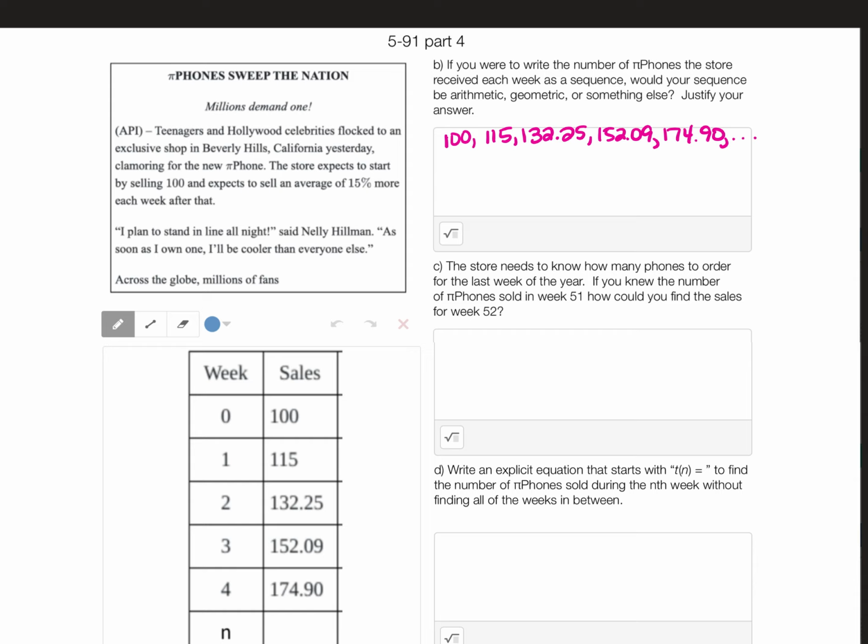Now, is this arithmetic, geometric, or something else? We already know that we're multiplying by something to get from one term to the next, and we're multiplying by the same thing each time. So by definition, we know that that is geometric, which means we're going to have an exponential function that will model it. So the store needs to know how many phones to order for the last week of the year.